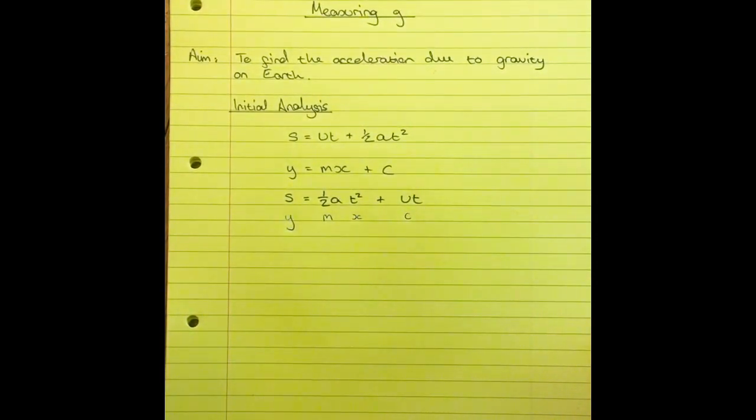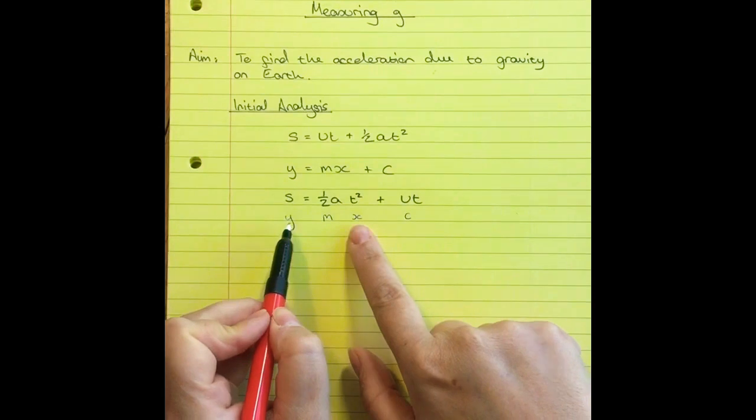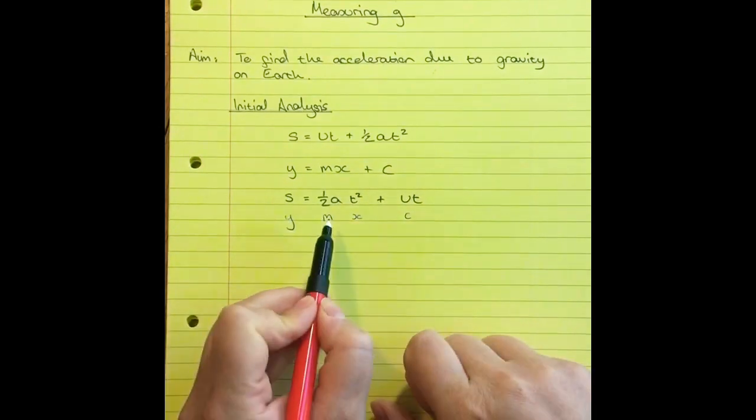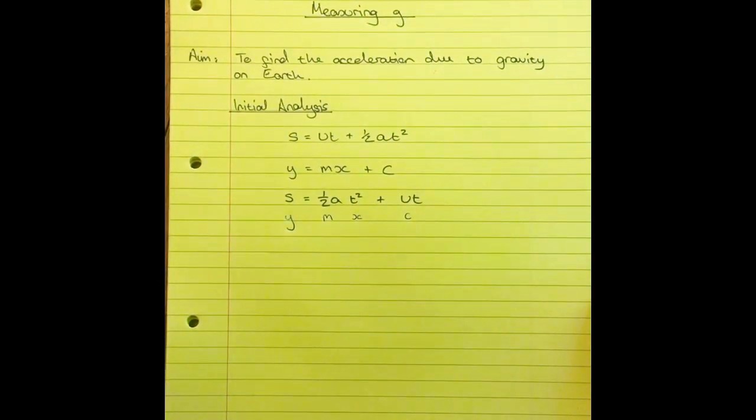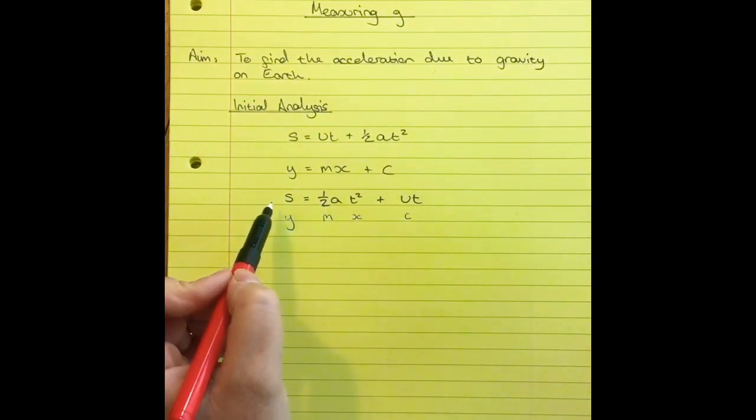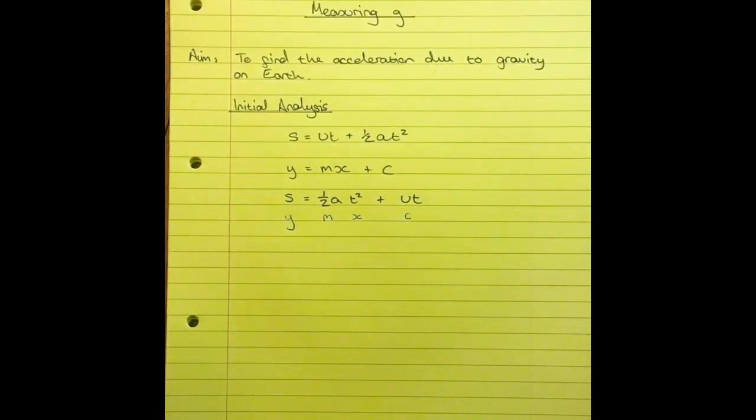Now, in the ball drop, our initial velocity will be 0. So we're going to be plotting these two values, and the gradient should therefore come out as a half a. You could, of course, if you wanted, plot 2s, and then the gradient would come out immediately as a. It's totally up to you. That would mean you would have to have a 2s column in your data table.